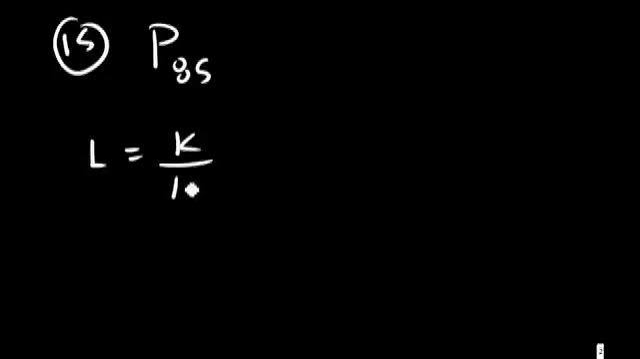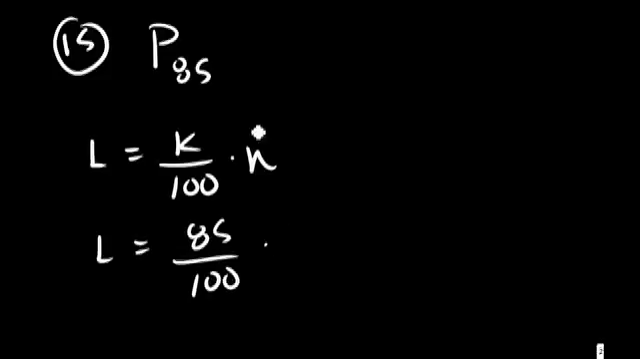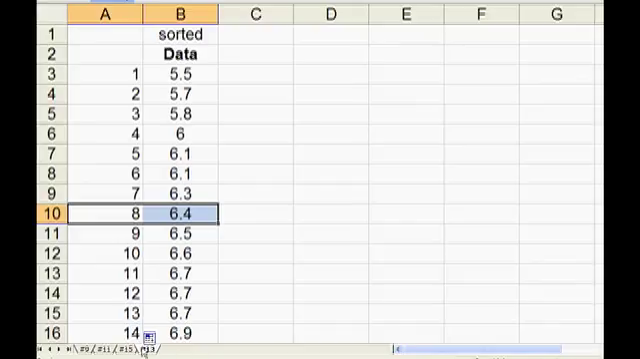Question 15. We are now asked to determine the 85th percentile. Once again, we're going to use the locator formula. And in this case, k is the value of 85. We need the total number of data in our list, the value of n, for question 15.